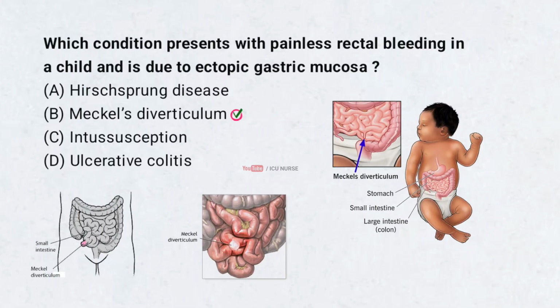Meckel's diverticulum is a small pouch in the small intestine that some babies are born with. It is a leftover part from the baby's development in the womb. Sometimes this pouch has stomach-like cells that make acid, which can cause sores and bleeding in the intestine. It usually shows up as painless blood in the stool and surgery may be needed if it causes problems.